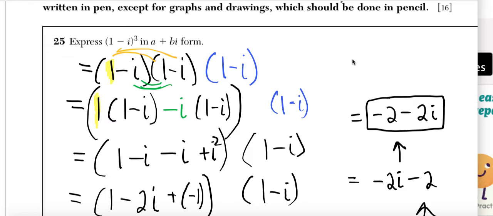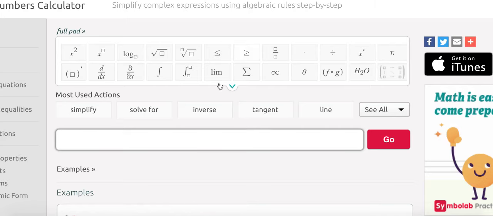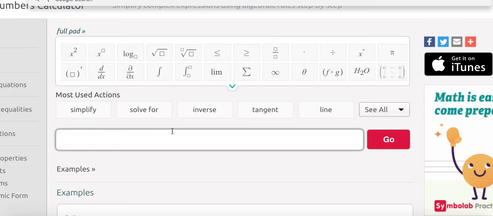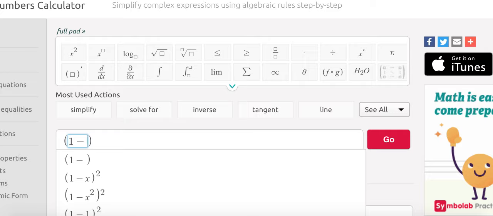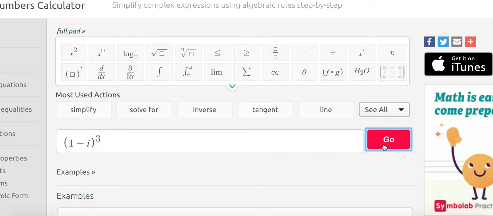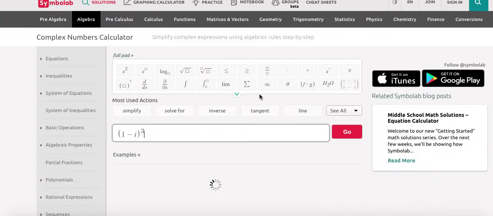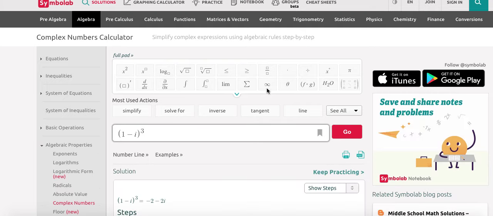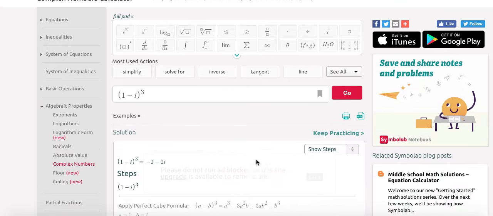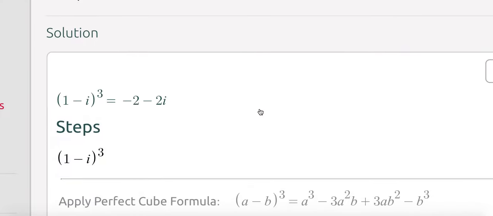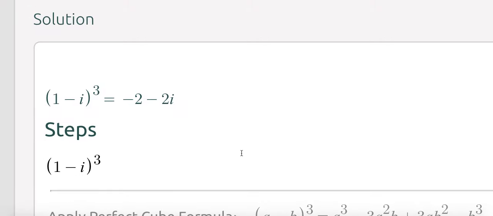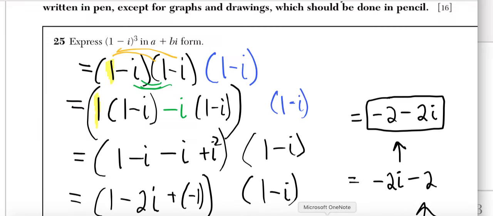Now, if you have the Casio, I don't know about the other calculators, if it's in complex mode, you could just enter this in the calculator, but you still have to show work. But I'm going to go into this calculator right here, it's the Symbolab, and enter (1 - i)³, go. Just to confirm we got the right answer, right? Okay, so (1 - i)³ is equal to negative 2 minus 2i, which is exactly what we got.